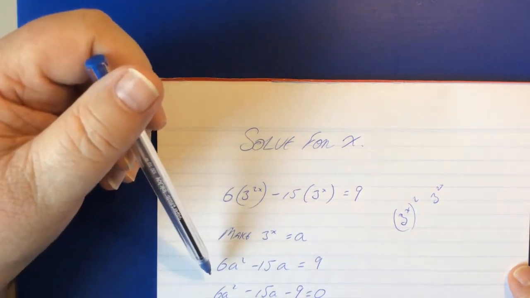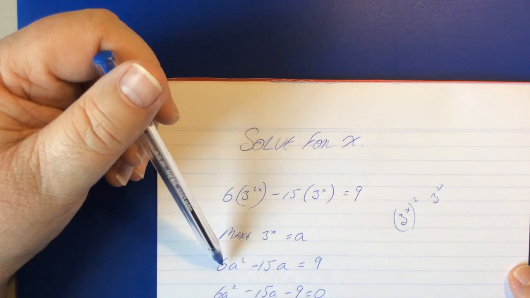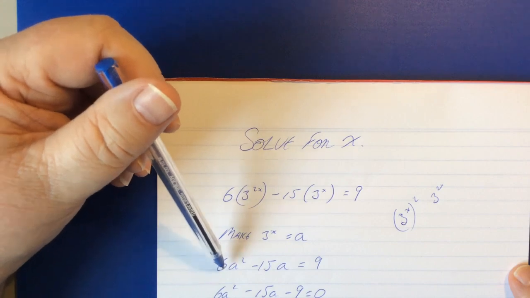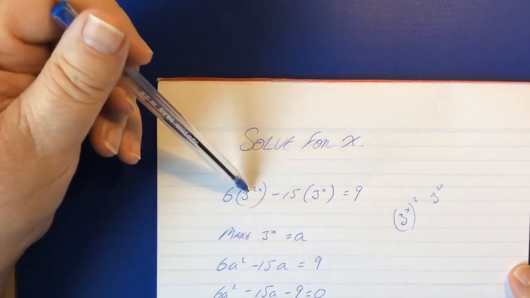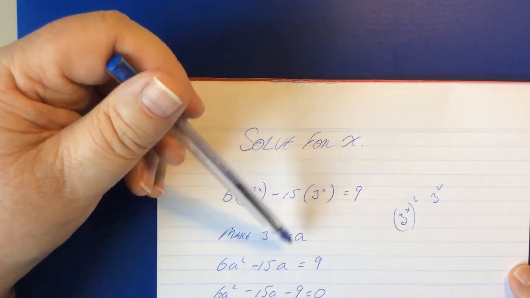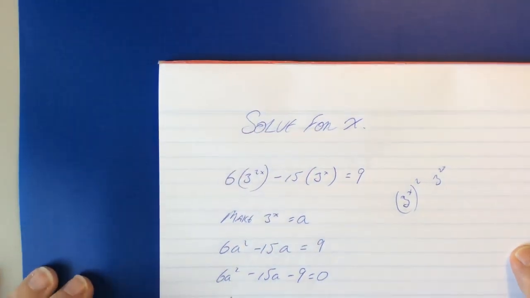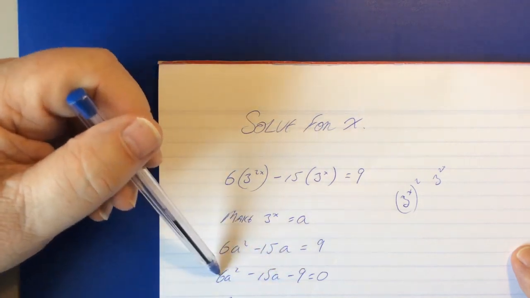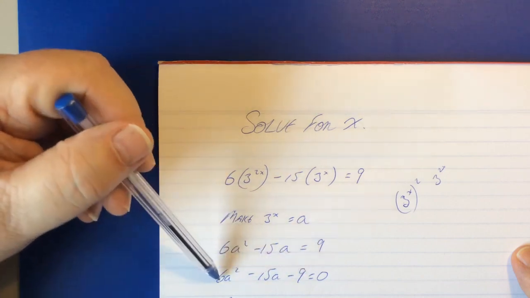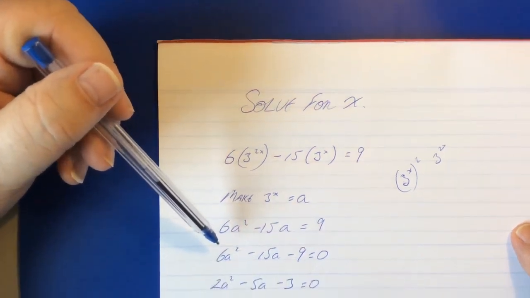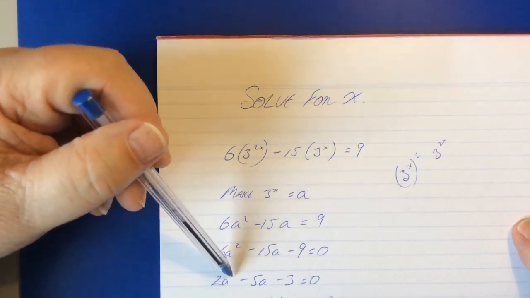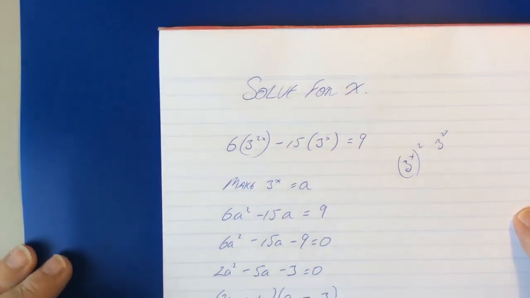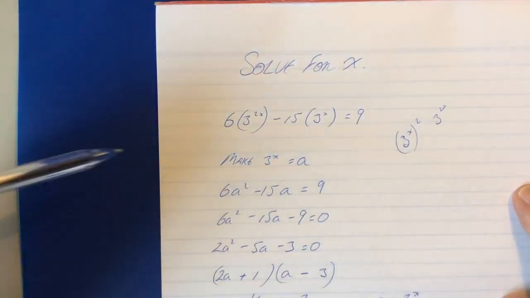So again, I've written this out neatly and hopefully clearly because I tend to be messy when I work. So this expression is now 6a squared substituting for that, minus 15a equals 9. Let's turn it into a quadratic equal to 0. And the first thing to notice here, of course, is that these numbers are all divisible by 3. So we go ahead and do that. And we get 2a squared minus 5a minus 3 equals 0, which we can factorize to this.